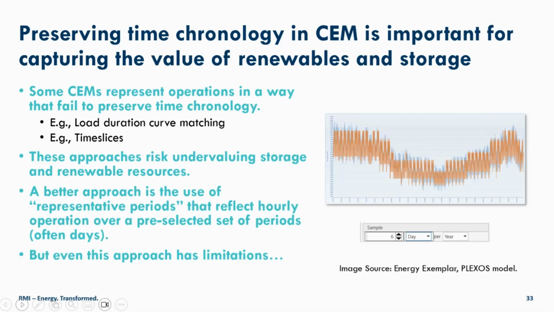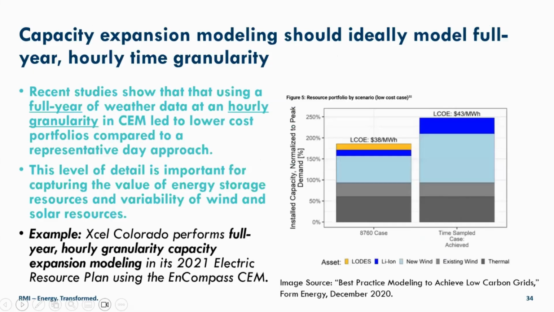A better approach is to use representative periods where we choose certain days or weeks that are representative of certain times or months during the year instead of modeling an entire year over those sets of days or time slices. But the key part is we want those days to have a 24-hour chronology. But even this approach has limitations. Ideally, a capacity expansion model should capture the full year using hourly time granularity. A recent study showed that doing this created a lower cost portfolio compared to even that representative day approach.